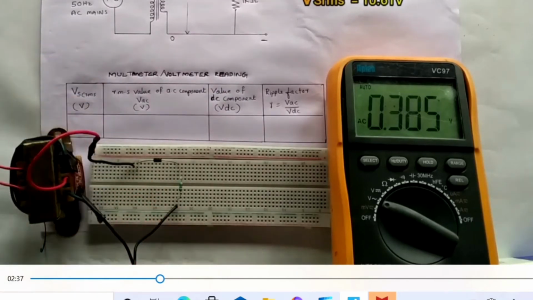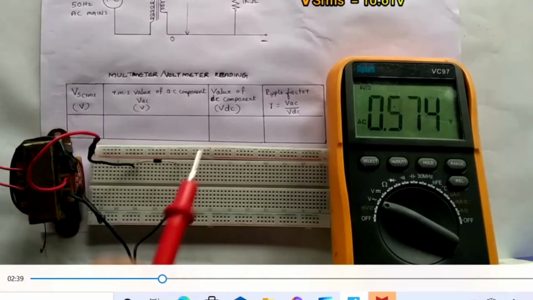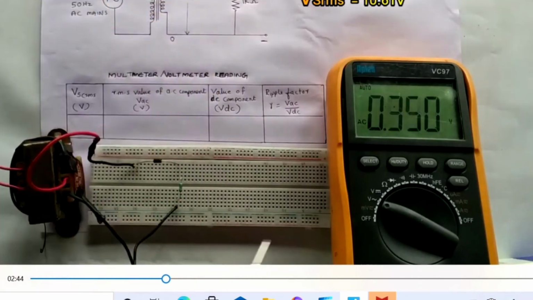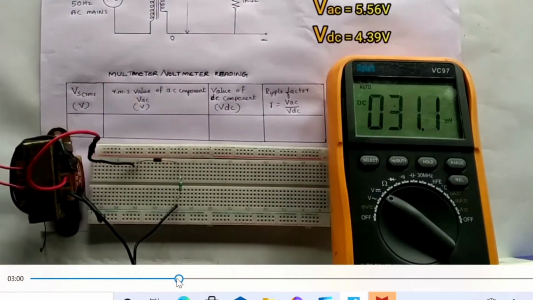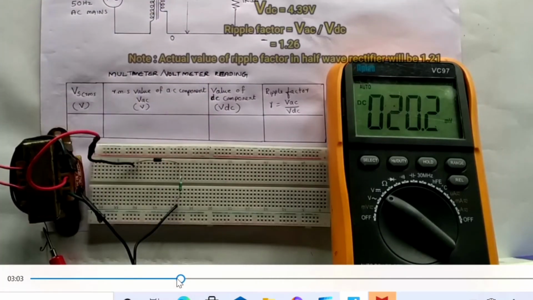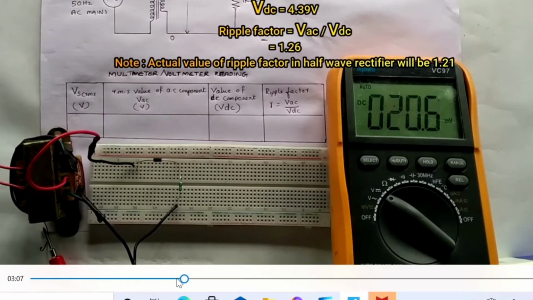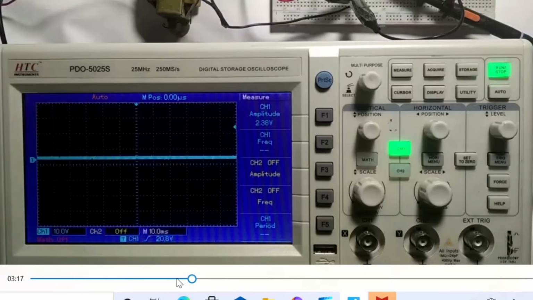The voltage source is 10.61 volts. Now we are measuring the voltage across the load. The VDC measured in the multimeter is 4.39, so we can easily observe the ripple factor, VAC by VDC, as 1.26. The theoretical value of the ripple factor in a half wave rectifier is 1.21. Practically we got 1.26. Now, how to measure the values using a digital storage oscilloscope, DSO.